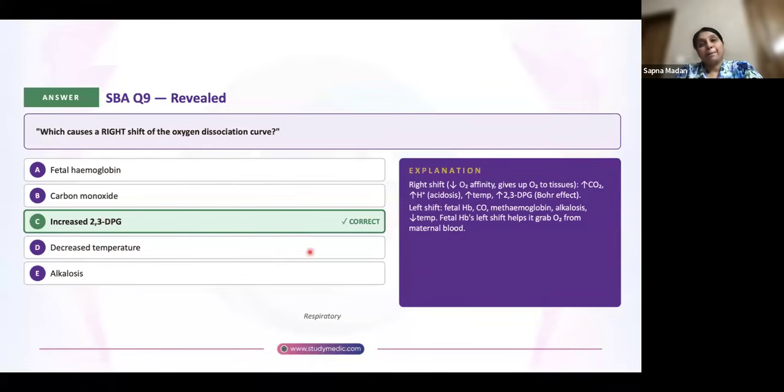This is happening when there is acidosis, there is increased carbon dioxide, there is increase in temperature, or there is increase in 2,3-DPG. Left shift is happening in a fetal state, when the fetus needs more oxygen, okay? In carbon monoxide poisoning, methemoglobin, alkalosis, reduction in temperature, and the fetal hemoglobin's left shift helps it to obviously grab more and more oxygen from the maternal blood.